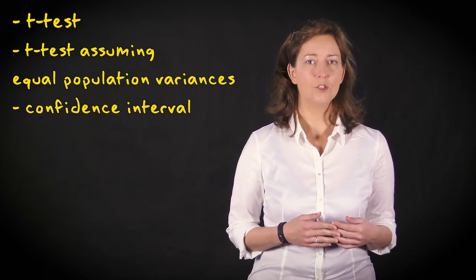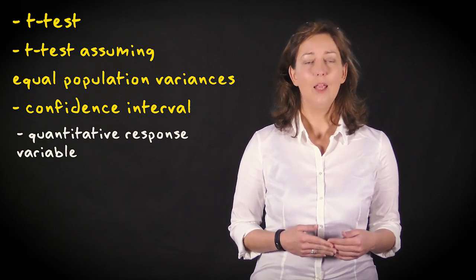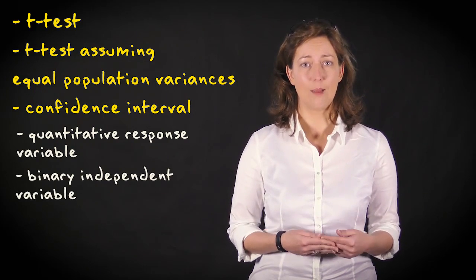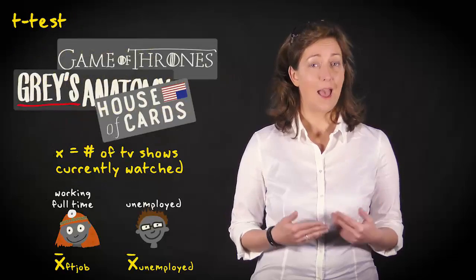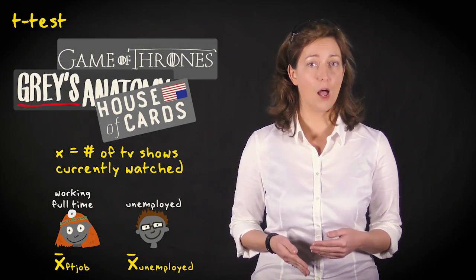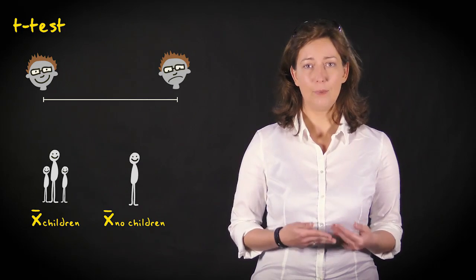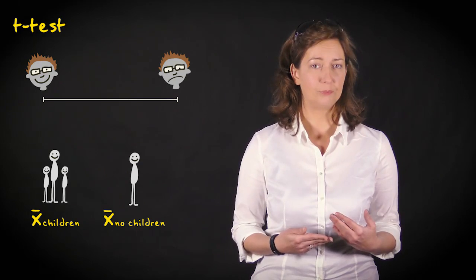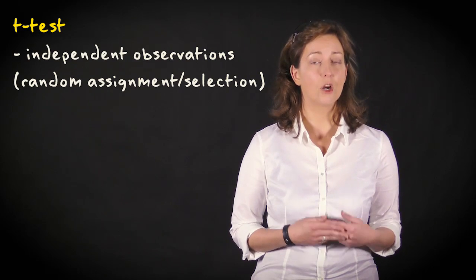We use a t-test, or confidence interval, for two independent means if we have a quantitative response variable and a binary independent variable that distinguishes two independent samples. An example of a research question is, does the average number of watched television shows differ between people with a full-time job and people who are unemployed? Or is the mean score on a happiness scale lower for people who have children versus people who don't have children? The first requirement to test such questions is that the samples are independent.